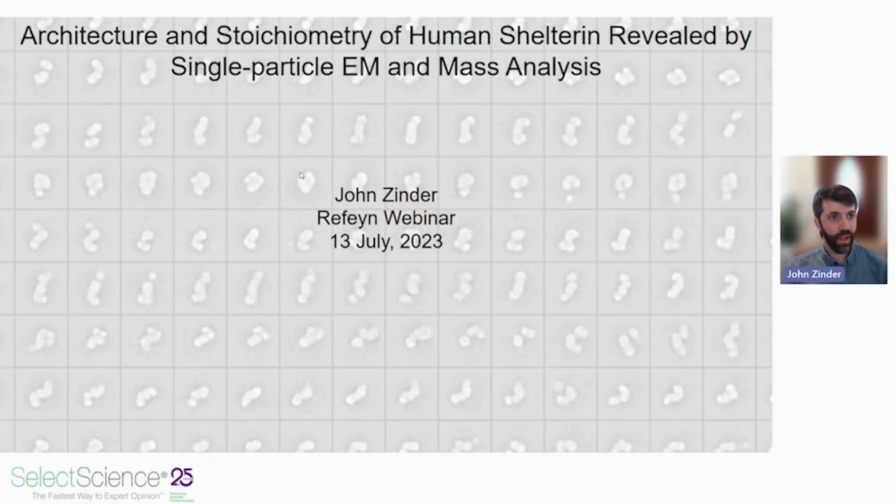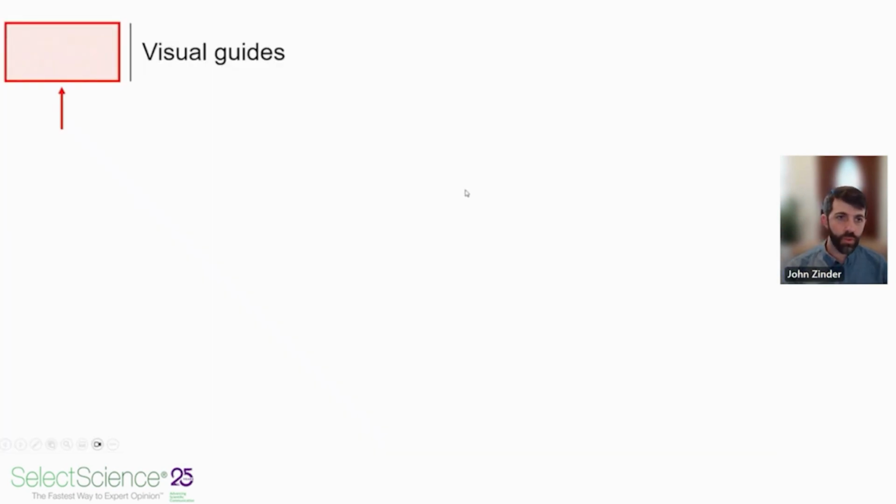Hi, I'm John Zinder, and today I'm going to talk to you about my postdoc work in TC DeLonge's lab studying the architecture of human Shelterin by single particle EM and mass analysis. Throughout the talk, I'm going to be giving visual guides. Up in the upper left-hand corner, you'll be able to refer to those as well as the title to orient you, because we're going to be talking about a lot of different complexes and a bunch of different components coming and going. So if you ever get a little bit lost, just look to the top of the slides.